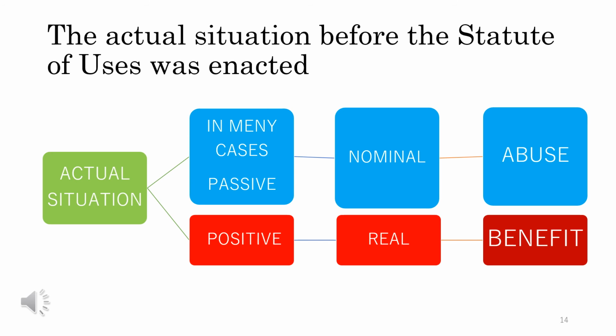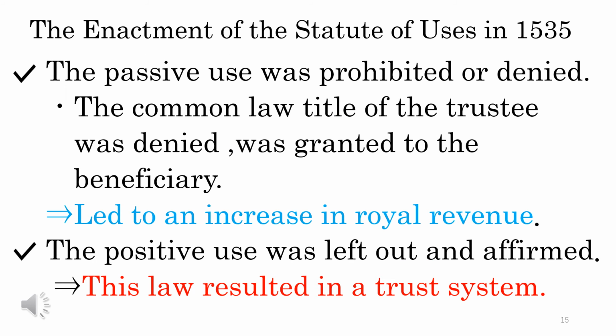However, the reality of usufruct was not usufruct as it should have been, but mostly an abusive form aimed at avoiding feudal land burdens. Therefore, Henry VIII enacted the Statute of Uses in 1535 to prohibit passive use, in which the trustee, who is a front, does nothing.